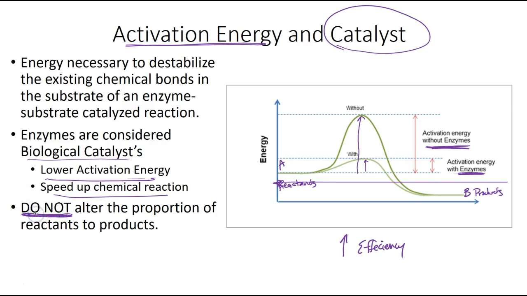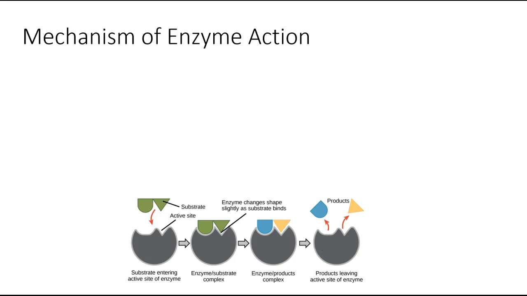Enzymes do not alter the proportion of reactants to products. We are not changing A or B. Notice we are starting and ending at the exact same point. We're not changing the amount of energy we had in the reactants to begin with. We're not changing the amount of energy we had in the products to end with. We are just changing the trajectory, or the path, of that reaction. We're lowering the activation energy and we're speeding up the chemical reaction as a benefit to the organism.